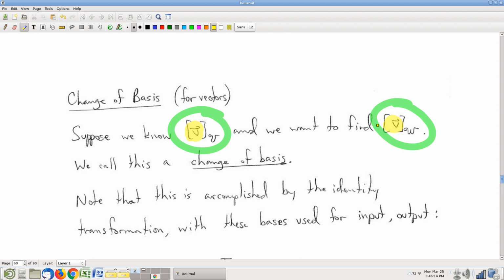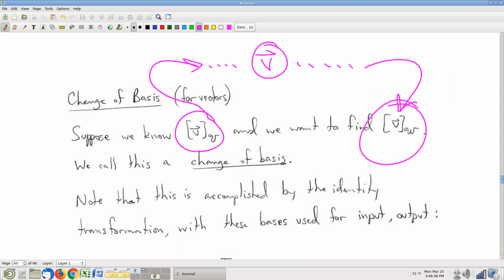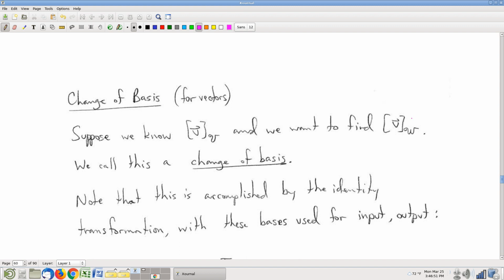So here's a brute force, unrecommended thing that you could do. You could take these coordinates and multiply it all out and identify what that actual vector V is. And once you know that actual vector V, well, then there is a whole process by which you can find its coordinates with respect to W. So that's the brute force way to do it: recover V, find its coordinates with respect to W. Tedious. What if you need to do this a bunch of times? Wouldn't it be nice to automate this process?